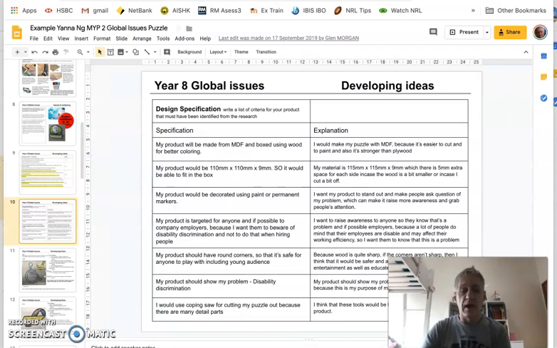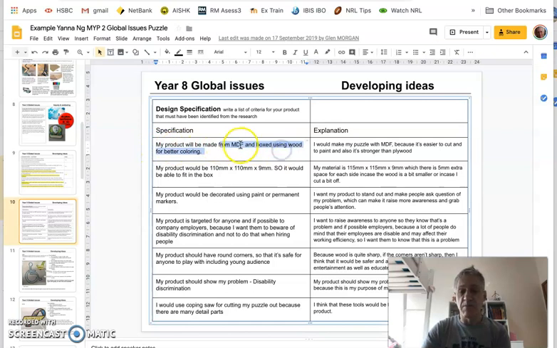So let's take a look at some design specifications that other students have made. Okay, so this is the sort of thing that you're going to come up with in the next week as a first task to do. So my product is going to be made from, this one's saying MDF, we're going to use plywood and 10mm pine. It's going to be this size, okay, and the sizes that you'll find are in your slide sets. I think ours is actually 130 by 130, and it's going to be decorated.